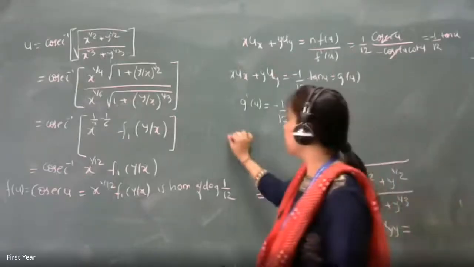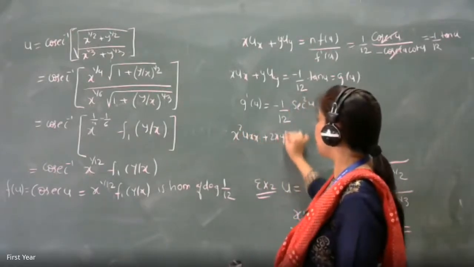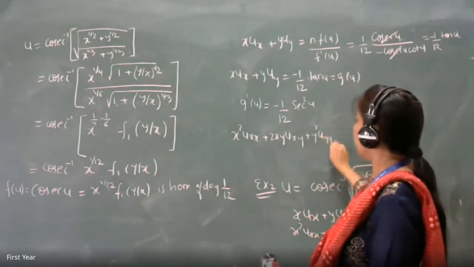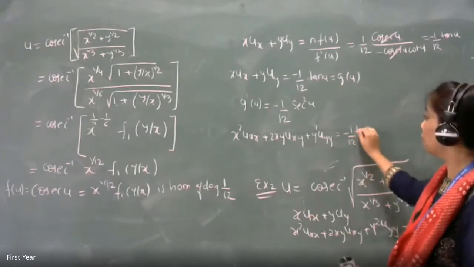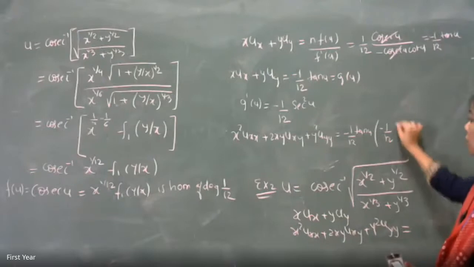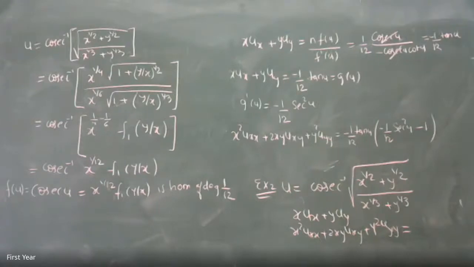And therefore, the expression x square uxx plus 2xy uxy plus y square uyy turns out to be g of u into g dash of u minus 1, which is minus 1 by 12 tan of u into bracket minus 1 by 12 secant square u minus 1. Okay, now they may ask you for the value of this in terms of tan theta.